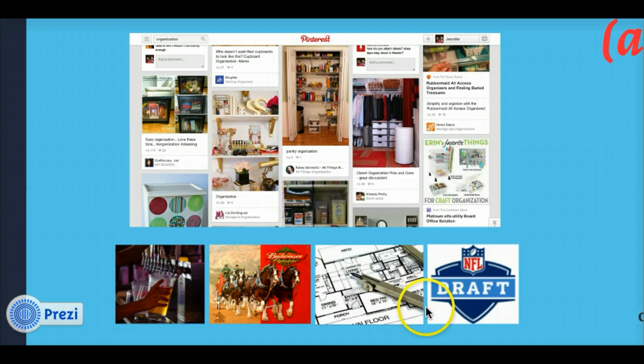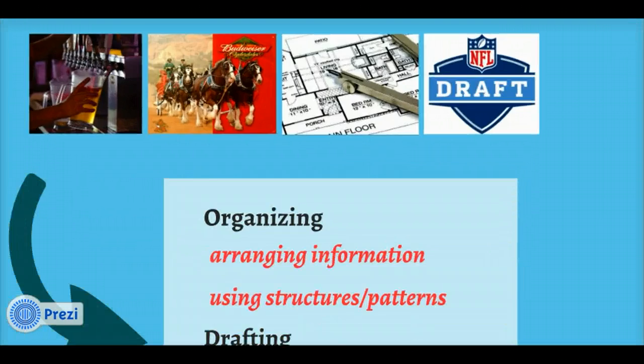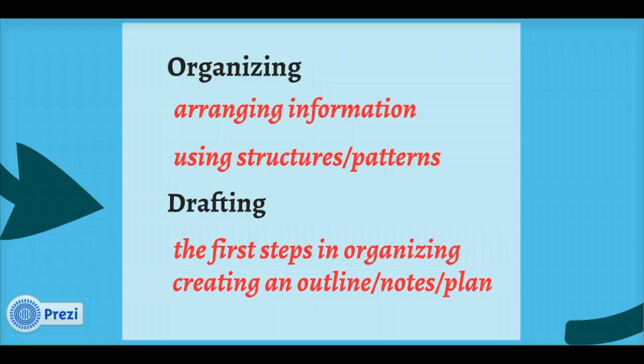We're not going to talk about any of these things, but what we'll be talking about is how organizing can mean arranging information using structures and patterns in a way that will make it easy for our readers to find what they need to know. Drafting simply refers to those first steps in the organizing process, whether that means creating an outline, a set of notes, or some sort of general game plan that we will use when actually writing.